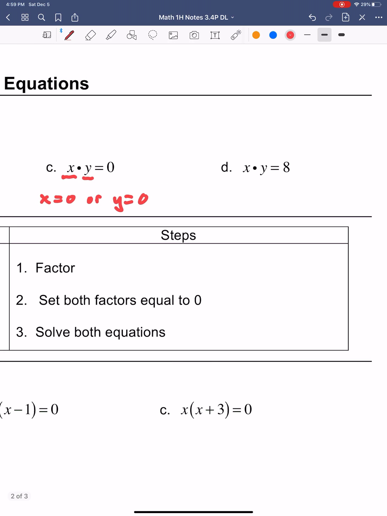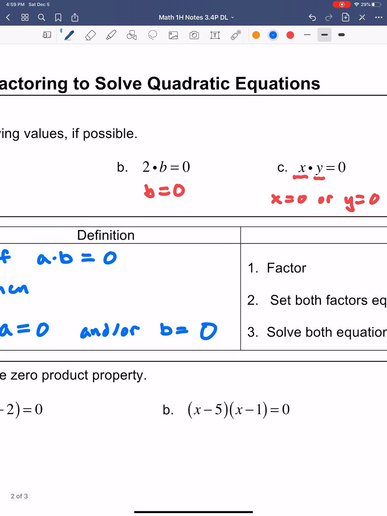And then we get to letter D. Notice this is the only one that's not equal to 0, right? And that creates a problem for us, because now we don't know what x and y are going to be. There's two variables there. It could be 4 times 2, could be 2 times 4, could be 8 times 1, or 1 times 8. So for this one, it's going to be not possible when we have these two variables. But if we have them equal to 0, it makes it a little bit easier, because then we know at least something has to be equal to 0.